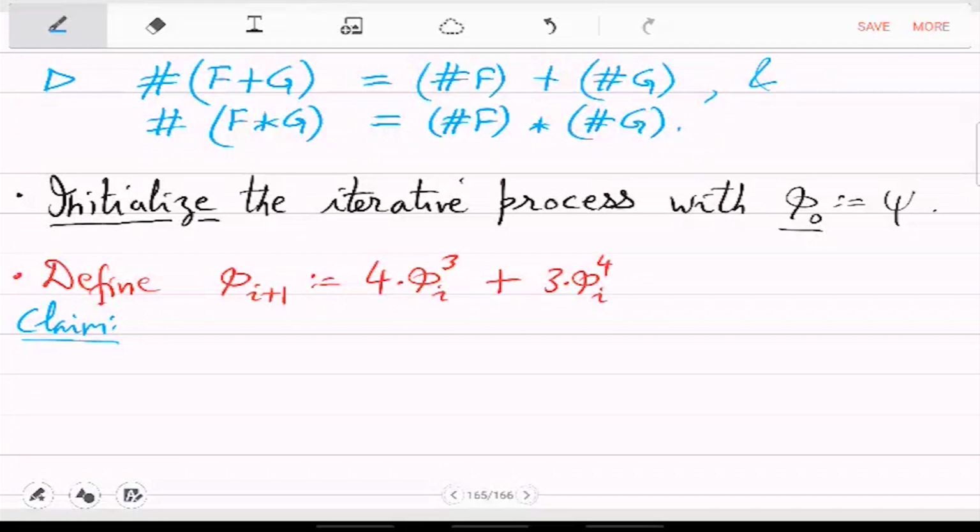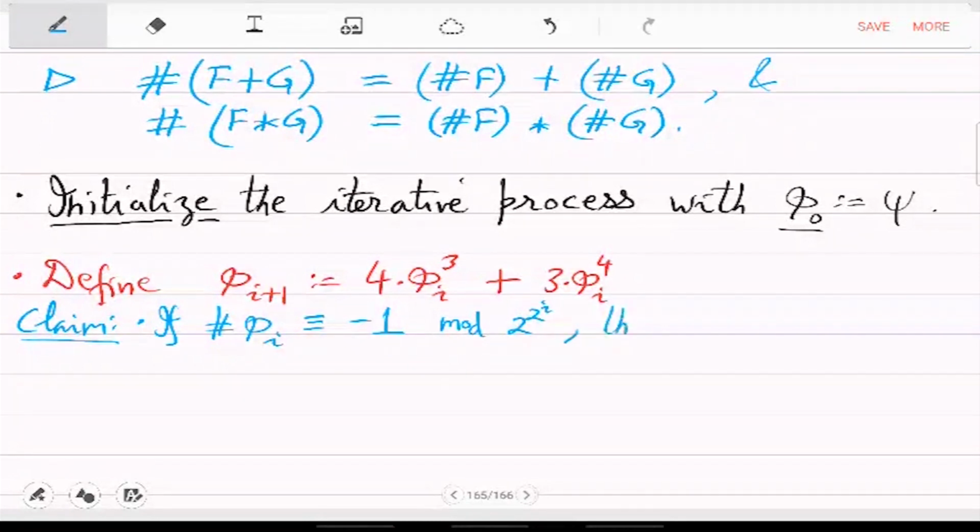that the number of satisfying assignments, if we keep building phi I like this, okay, let me write it a bit more clearly. So if you start with the number of satisfying assignments of phi I being minus 1 mod 2 raised to 2 raised to I.